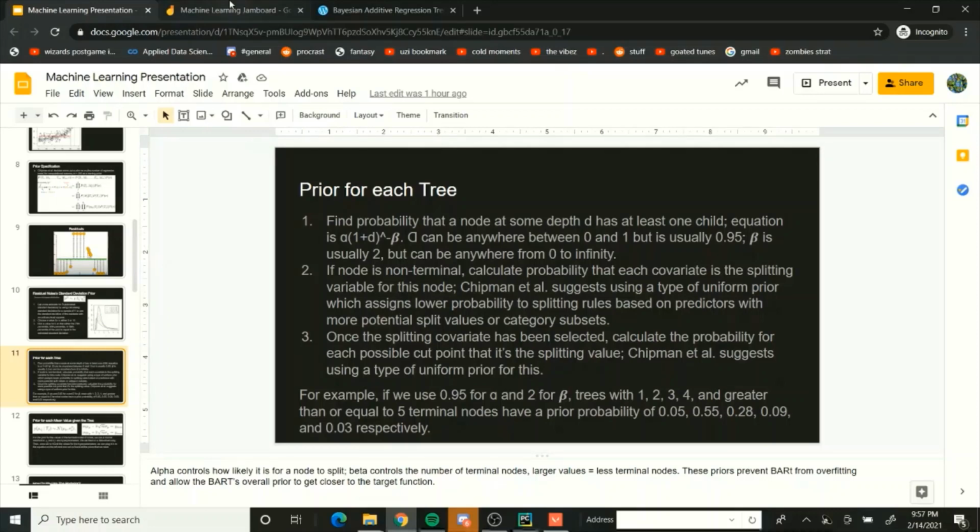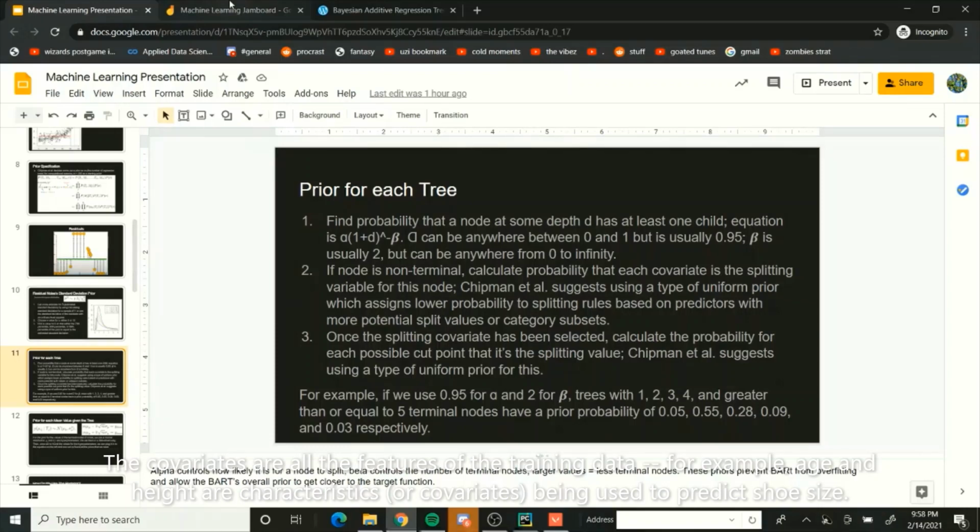So 0.95 times (1 plus the depth of the node) to the power of negative 2. And that's the equation you use. Okay, so step 2: if a node is non-terminal, or it's a white box from the previous example, then you want to calculate the probability that each covariate will be the splitting variable for this node.